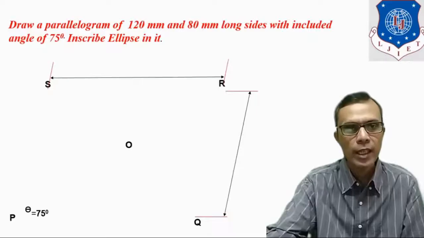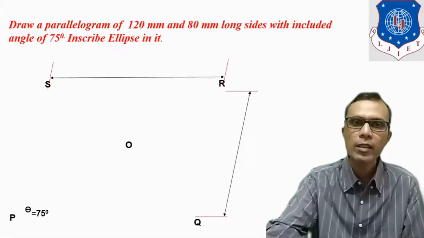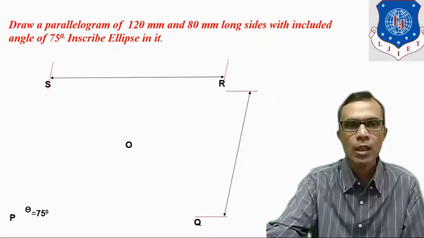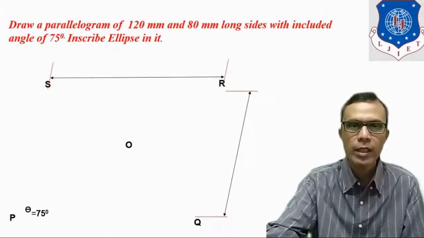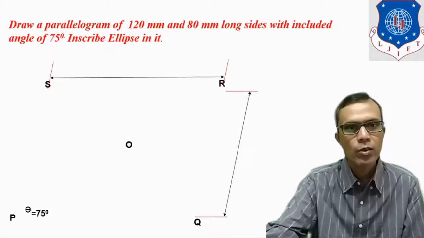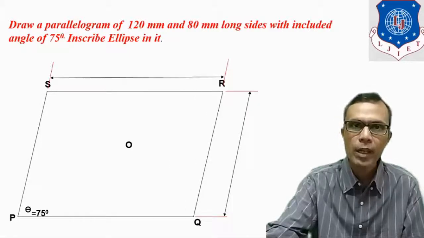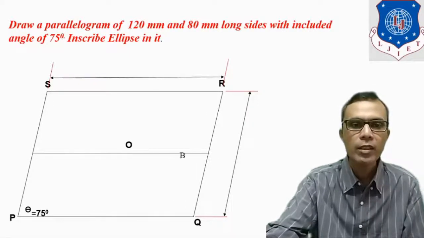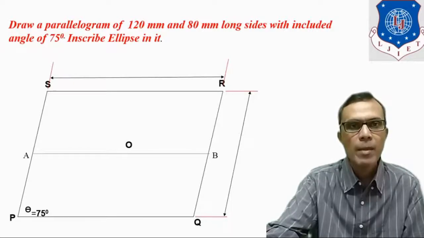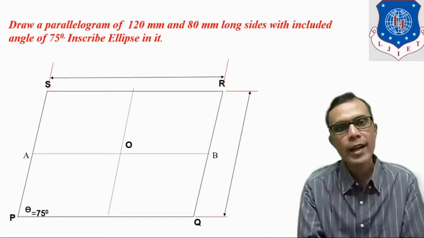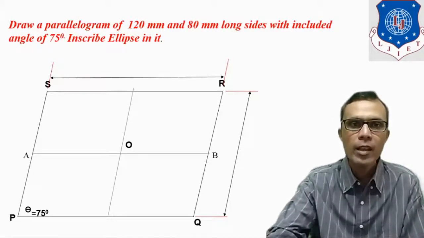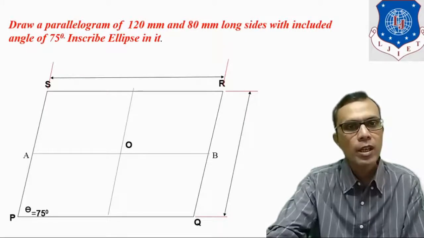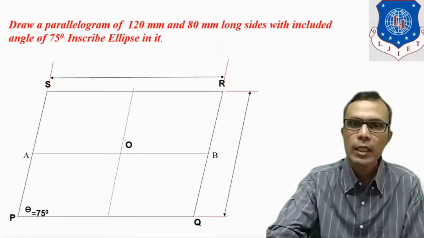Next method to draw the ellipse is the parallelogram method. See the given data. Draw a parallelogram of 120 mm and 80 mm long sides with an included angle of 75 degrees. Inscribe an ellipse in it. So in the first step, we have to draw the parallelogram PQRS with the given dimensions 120 and 80 and included angle 75 degrees. Here instead of a rectangle, we are using a parallelogram to draw the given ellipse.